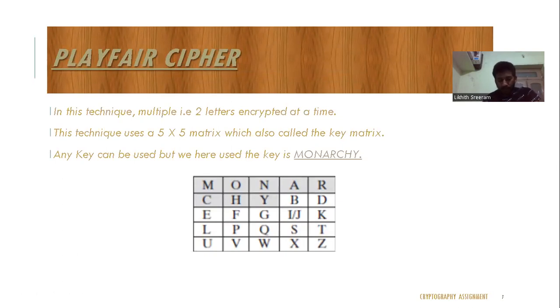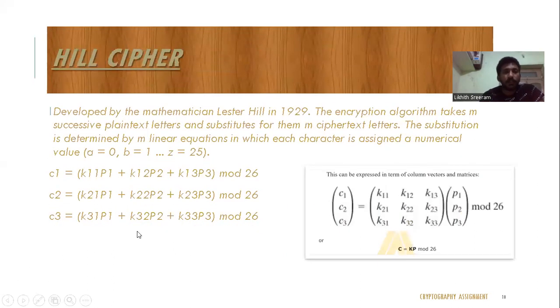Before going to the Playfair cipher, we'll be going for the Hill cipher. It was developed by the mathematician Lester Hill in 1929. The encryption algorithm takes m successive plain text letters and substitutes for them m ciphertext letters. The substitution is determined by m linear equations in which each character is assigned a numerical value: a equals 0, b equals 1, z equals 25.